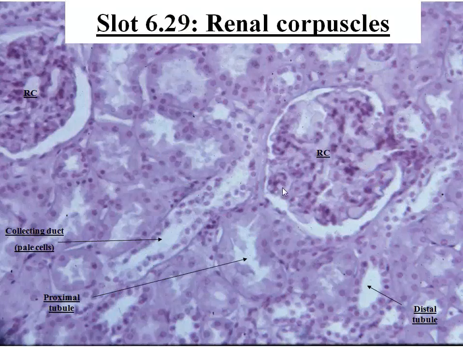Now again here is a renal corpuscle, but no distinct color stains are used in this slide. So here, based on the size of the epithelial tissue, we can understand that this is a collecting duct. Based on the epithelial tissue, we can see that this is a proximal tubule, as it has large cuboidal epithelial cells with a brush border. So it covers a lot of area in a cuboidal form, with internal lumen area. So it's a proximal tubule.